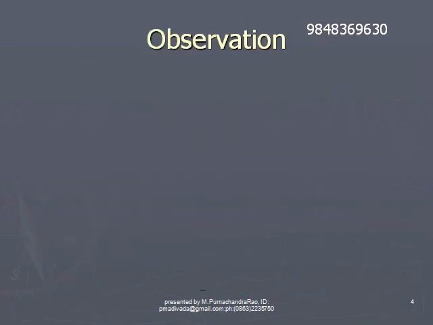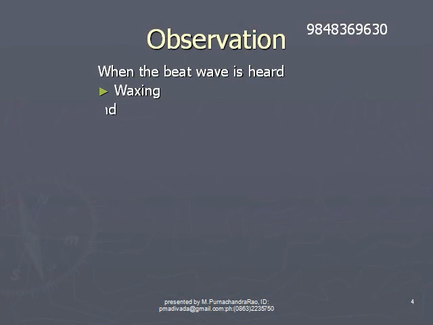When a beat wave is observed, we notice a large sound followed by a low sound. The large sound is known as waxing and the low sound is known as waning. So waxing and waning will be produced one after the other. And the time interval with which waxing is produced is known as the beat period.